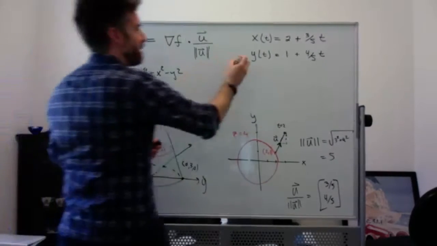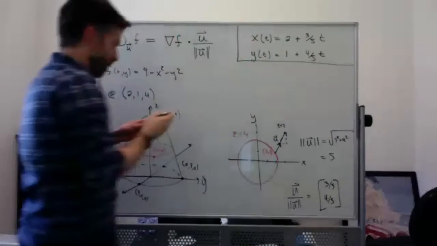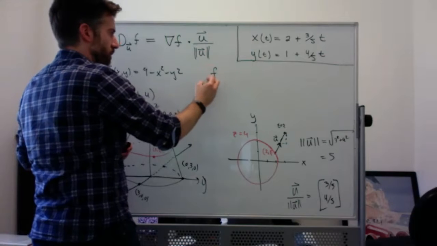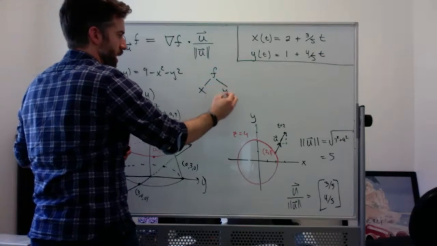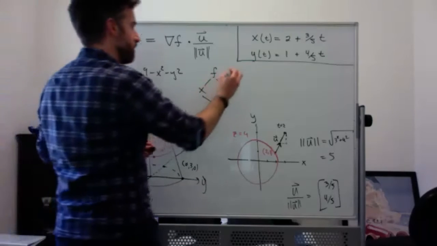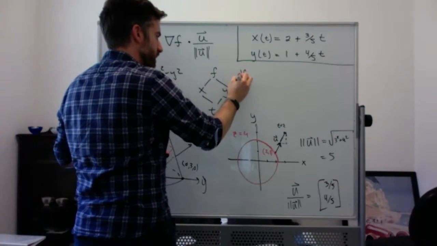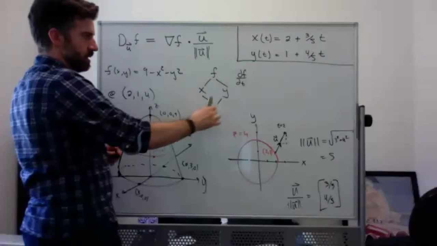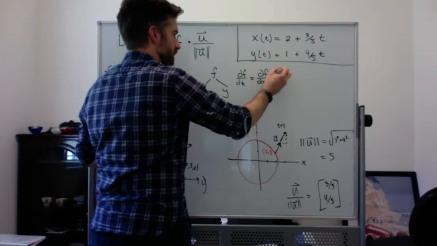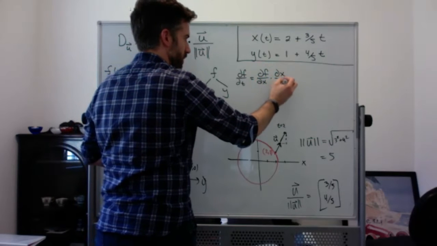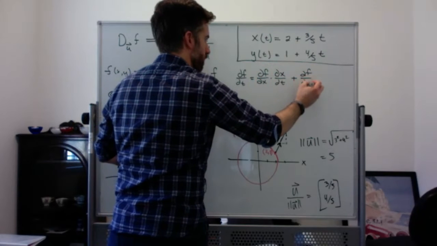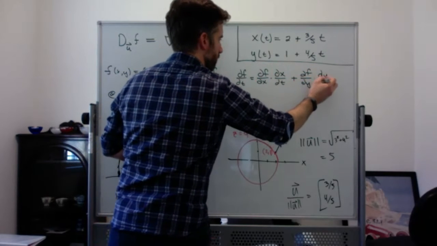So I did an example like this last time, where I know my function is a function of x and y, but x and y are both functions of t. So if I want to find df/dt, it's all the paths to get to t, meaning it's ∂f/∂x times dx/dt plus ∂f/∂y times dy/dt.